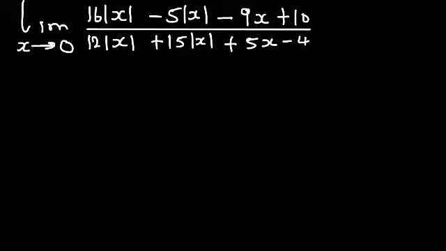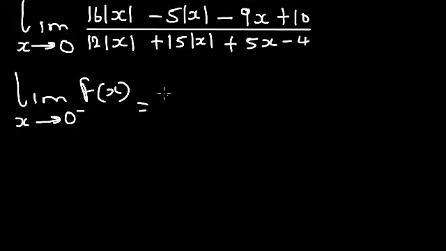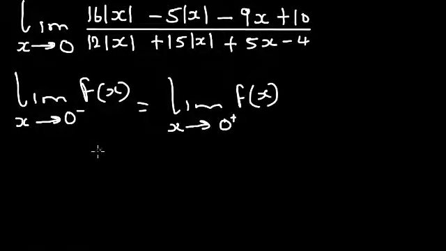So we are required to state whether or not the limit we are looking at exists. For us to be able to tell whether a particular limit exists or not, the following condition must be satisfied. That is, the limit as the variable approaches the limit point, which is 0 in this case, from the left hand side of the function f of x, which is this entire rational function, must be equal to the limit as the variable approaches the limit point 0 from the right hand side of the function f of x.